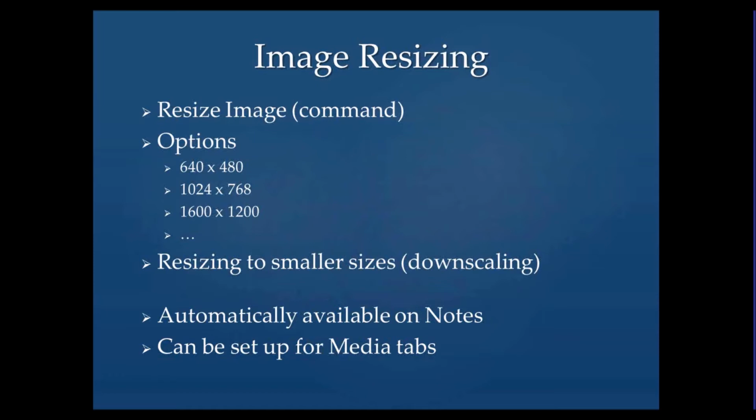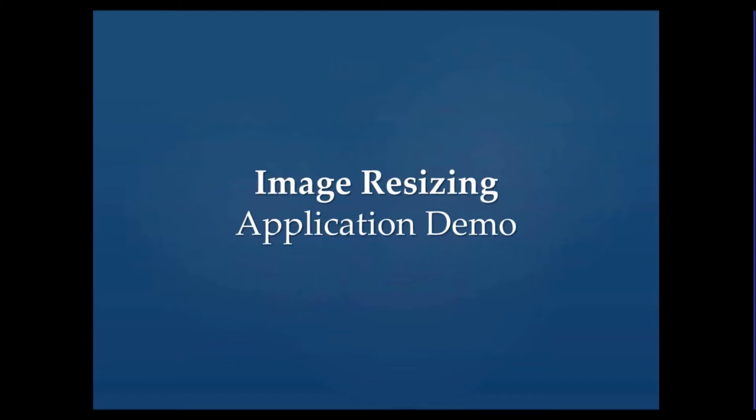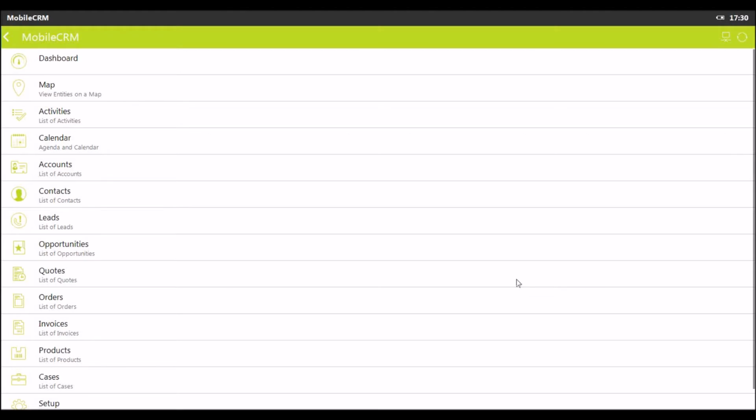which might be really useful when you are taking pictures with your devices and you don't want to take too large pictures, to really limit the connection and so on. It's automatically available on Notes, and again can be set up for the media tabs. So let me switch back to the Windows 7 application and show you how this looks within the app.